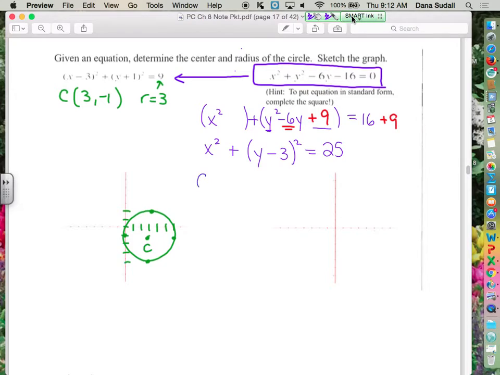So for this one, our center, I don't have any value added or subtracted from x, so its h value would be 0. My k is positive 3. The radius would be 5. And same thing again. So plot the center, 0, 3. And then do a radius of 5.